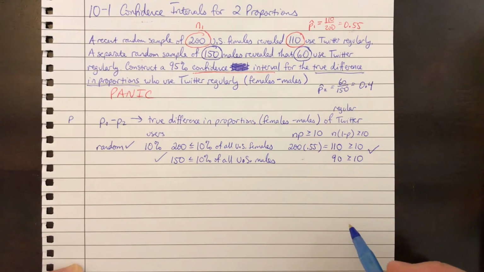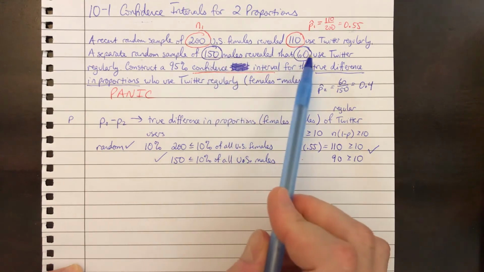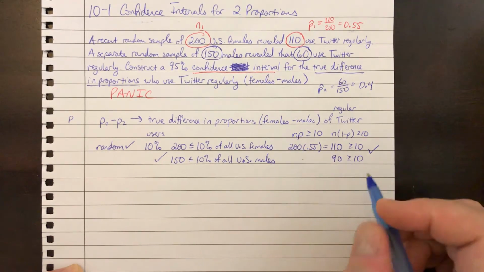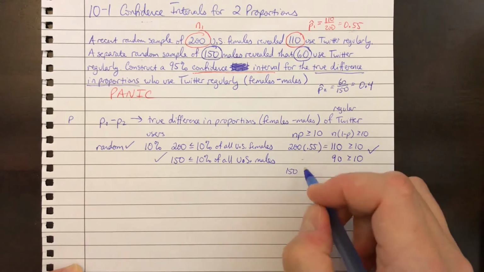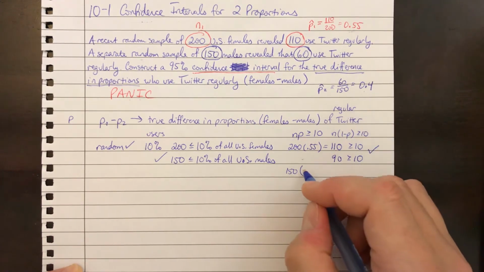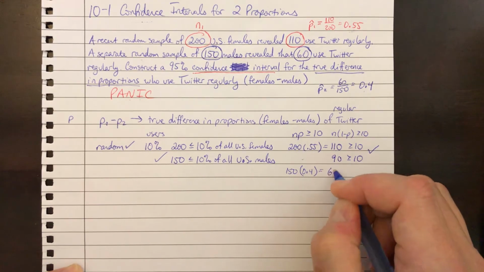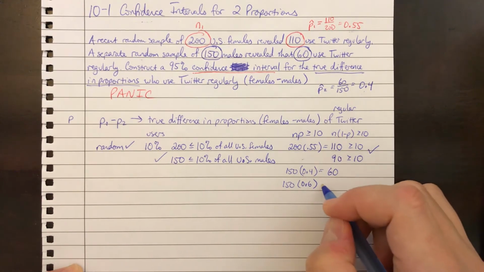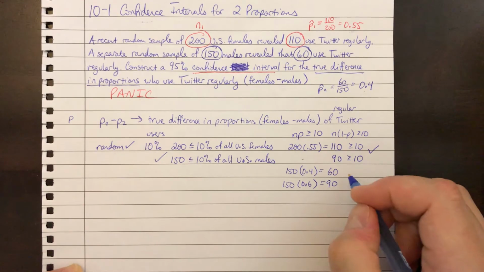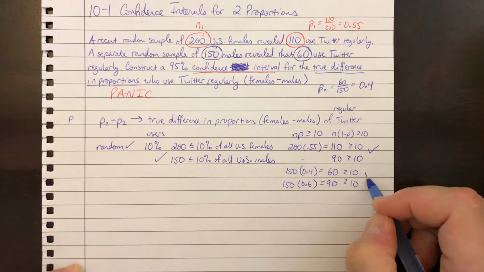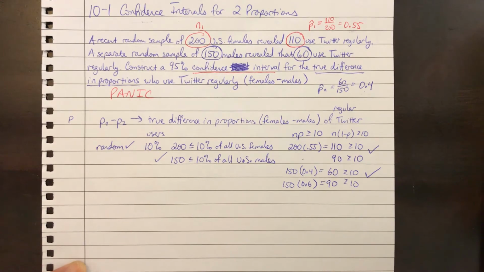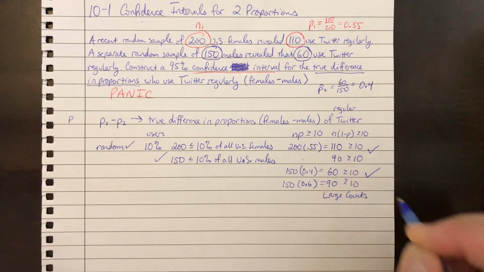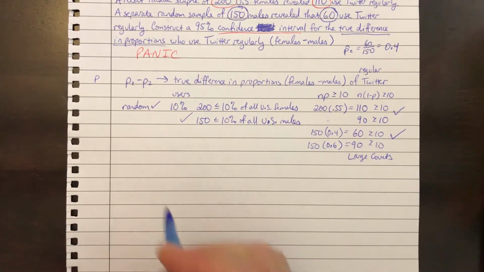Now we also have to use the males. We know that there's 150 males, 60 of them use Twitter. If we do n times p, the sample size of 150 times their proportion of 0.4, that's where we get the number 60. 1 minus 0.4 is 0.6, and that's going to be 90. 60 plus 90 is the 150. Both of those are greater than or equal to 10. So we've got the normal condition, and we can use a normal approximation. So there's our large counts right there. All of our assumptions, our conditions, are good.